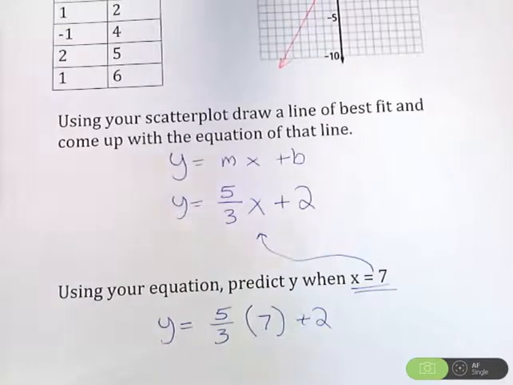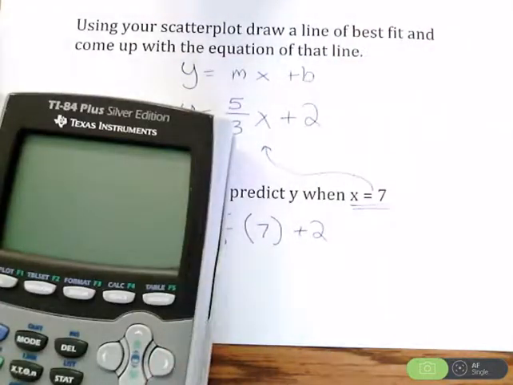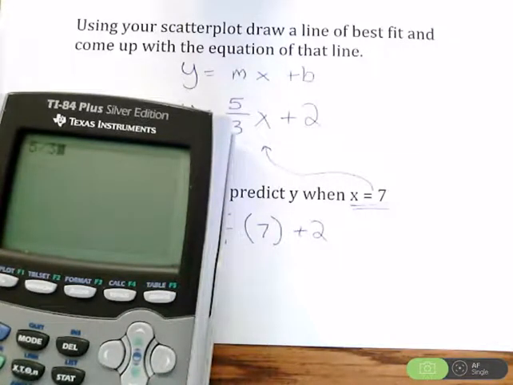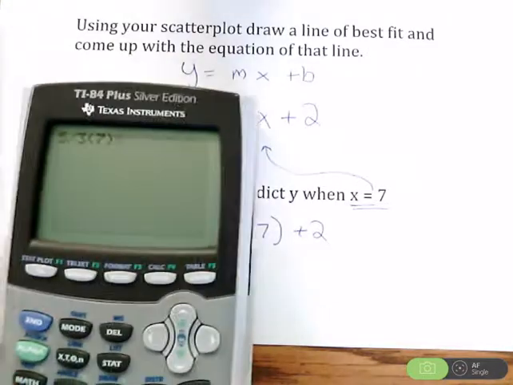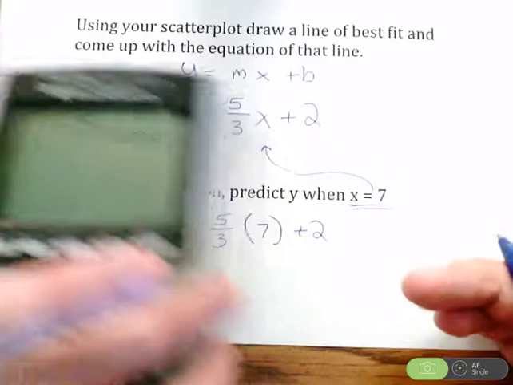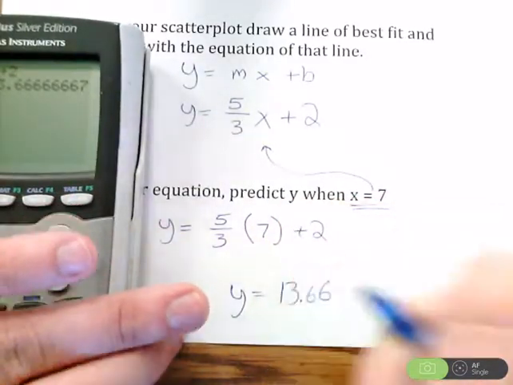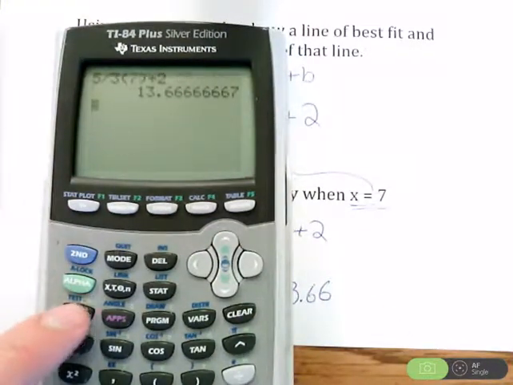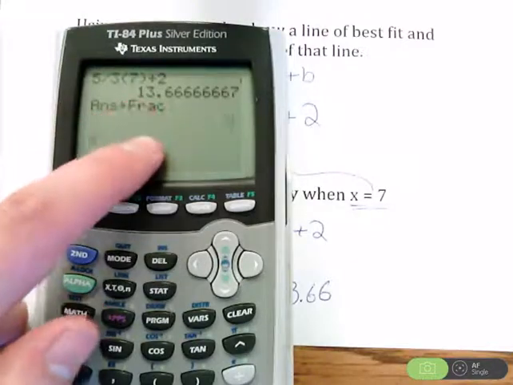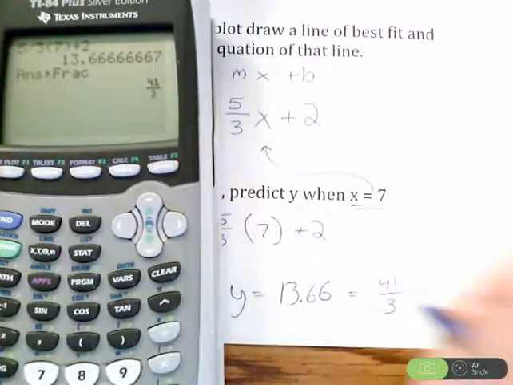And I'm going to take a calculator and type this all in. So here we go. 5 divided by 3, parentheses 7 plus 2. So I get y equals 13.666. So we could put that. If I wanted the decimal answer, or sorry, that's the decimal answer. If I wanted the fraction answer, math, frac, enter, 41 over 3. Both of those would be correct.